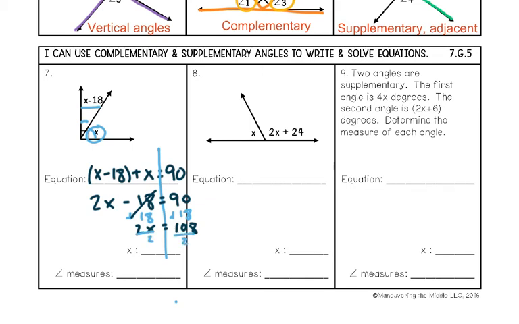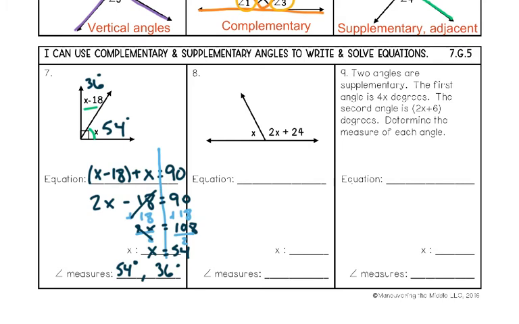So now I'm left with 1x equals 108 divided by 2, which is 54. That means that angle x equals 54. So that's one of the angle measures. And the other angle is worth x minus 18. If x is worth 54, then that angle is 54 minus 18. That makes 36 degrees.